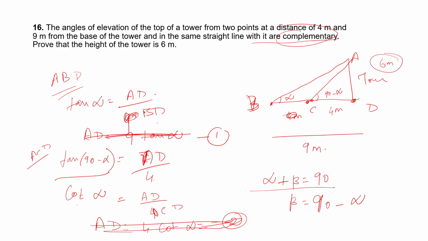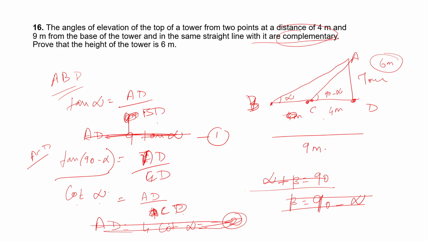Listen, make it in this way, this will be easier for you. I'm just changing this. Cot alpha is AD by CD. Instead of substituting this 4, you keep it as CD. Don't substitute 9 and 4 in the beginning itself. So AD by BD is tan alpha, and cot alpha is AD by CD. Up to this it is right.